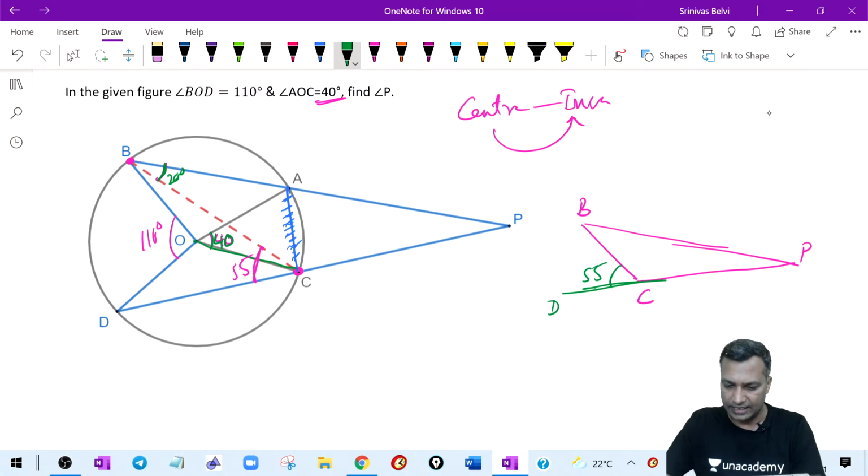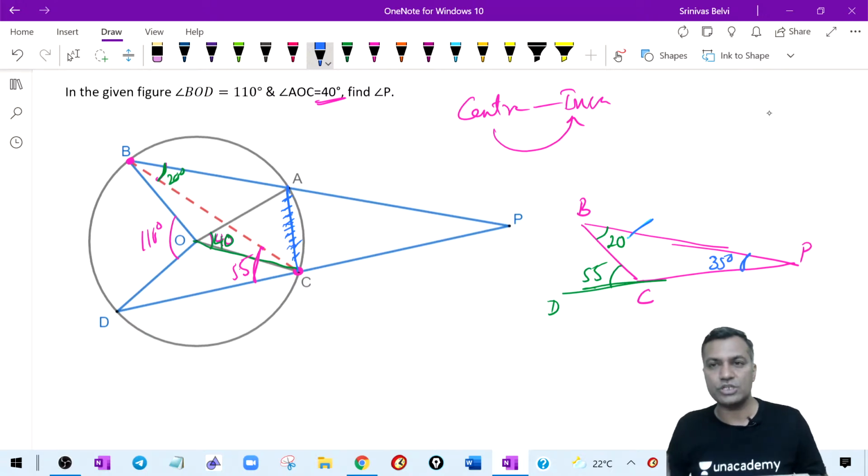55 is an external angle. What is this angle? This is 20. If this is 20, the external angle is the sum of the interior opposite angles, and hence how much out of 55, 20 is here, and hence there is a remaining 35, which is the answer to this particular question. Comfortable? All of you understood this?